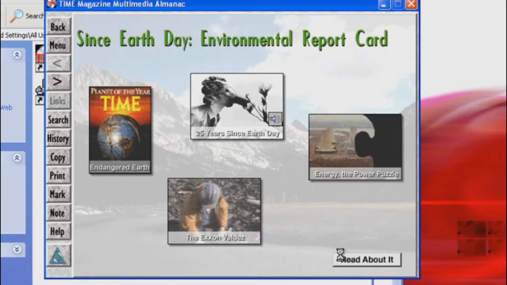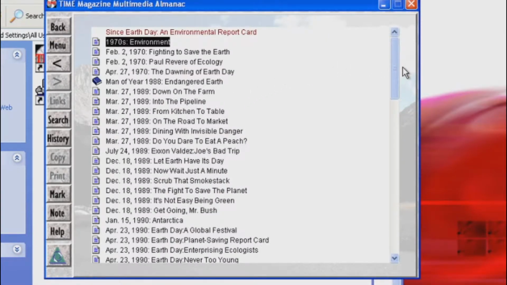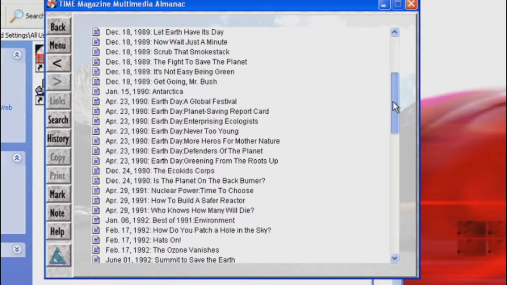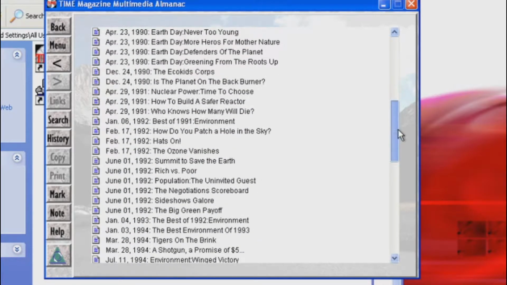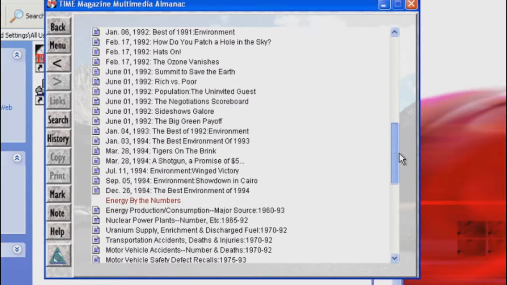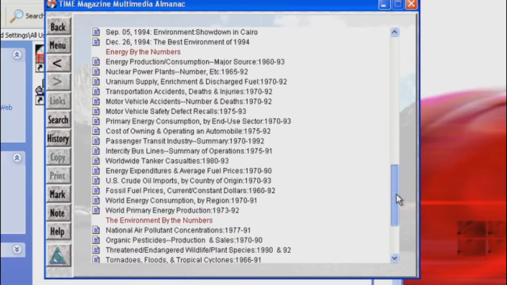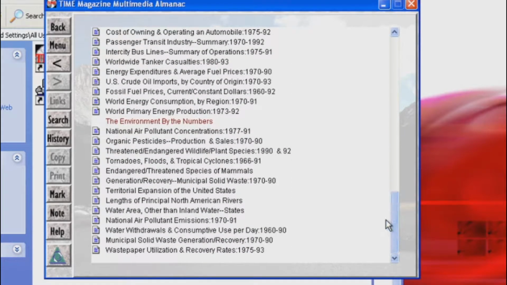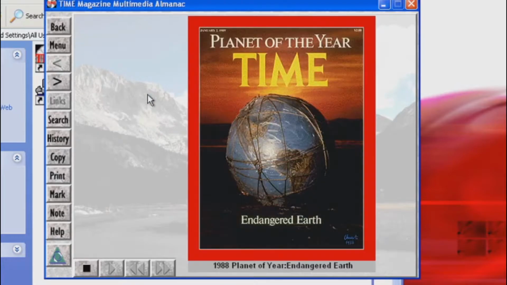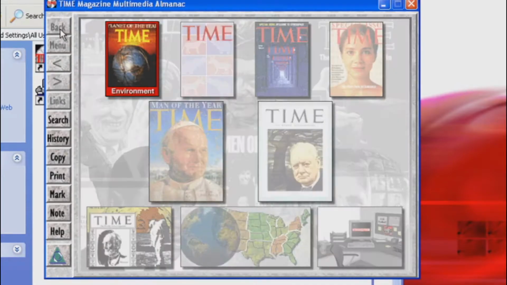So that's the Earth Day stuff. You can also read through some small articles from this little time period. Some information. Pretty cool stuff.